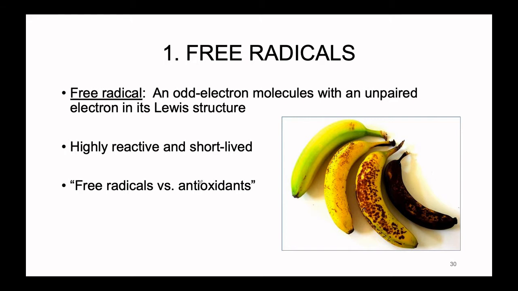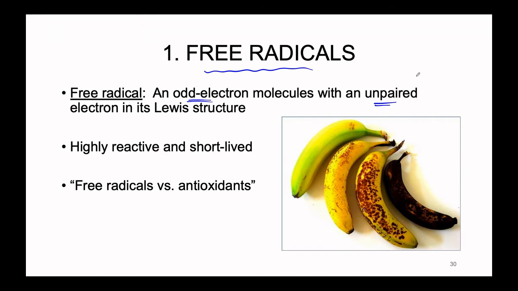The first case we're going to talk about when it's okay to break our octet rule are these molecules, which fall under the category of being called free radicals. Free radicals are structures that have an odd number of electrons in them. This means that there will always be at least one unpaired electron in the Lewis structure somewhere.